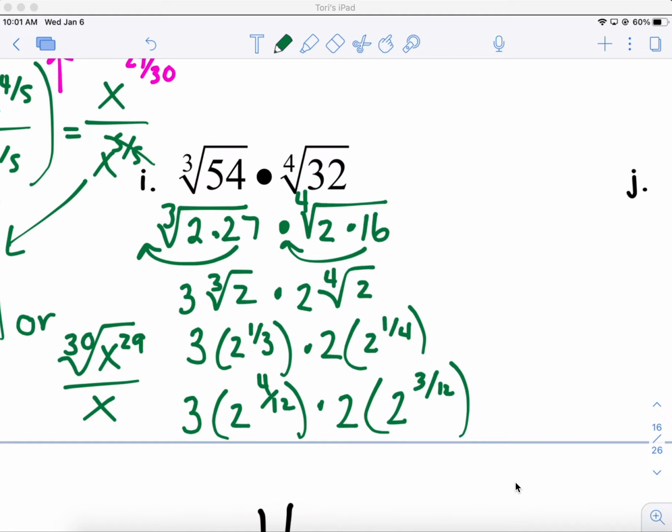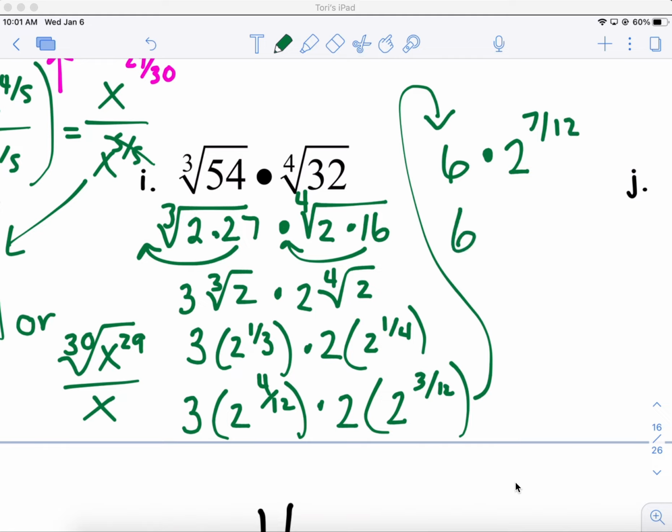Putting them together, and I'm going to circle back up here. The 3 and the 2 come together to make a 6. The 2 will end up being to the 7/12ths. Now, because we started with a radical, we do need to end as a radical. So 6 12th root of 2 to the 7th power. Okay, you could type in what 2 to the 7th power is, but you do not need to. This is as far as I need you to go.